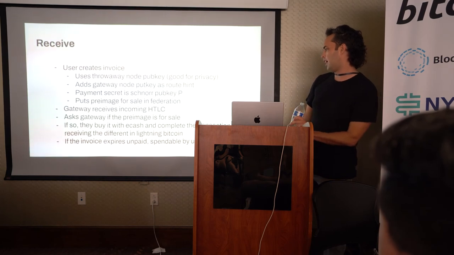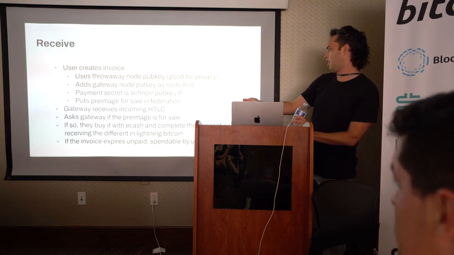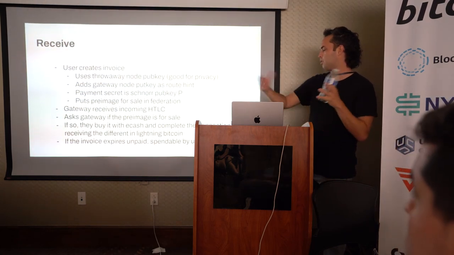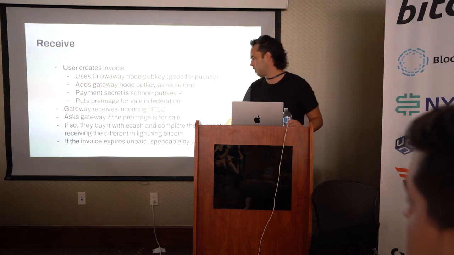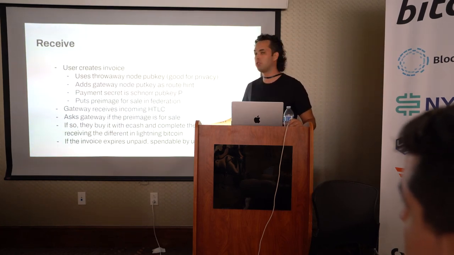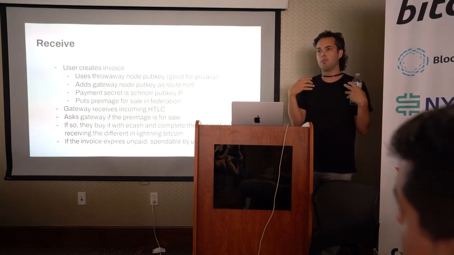So they go buy it with eCash. They basically deposit eCash, and then this decrypts the preimage, and the Federation checks whether the preimage is valid or not. If it is, then the gateway can spend it, or rather the user can spend it. The user now has the eCash, right? So we're done. If they give a valid preimage, it's done.